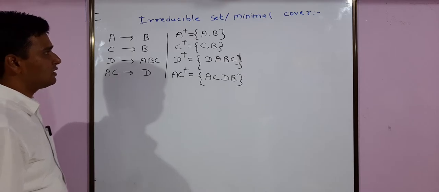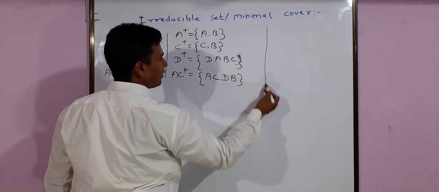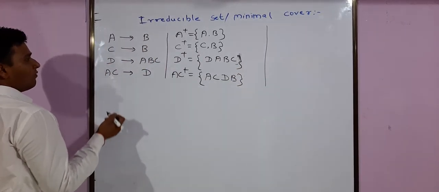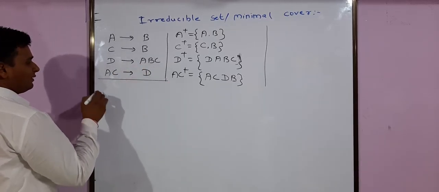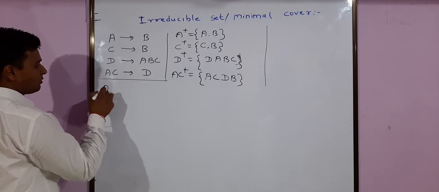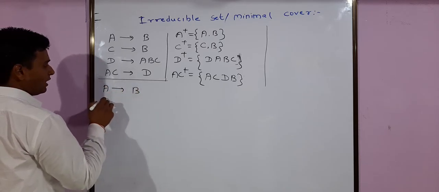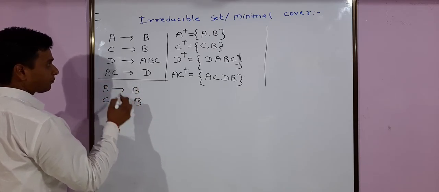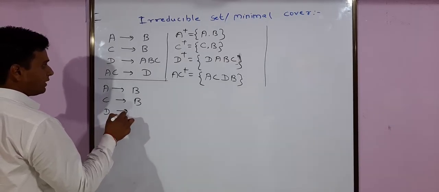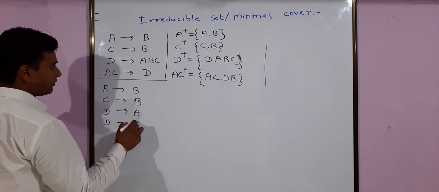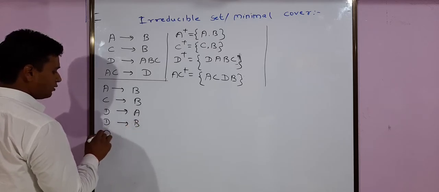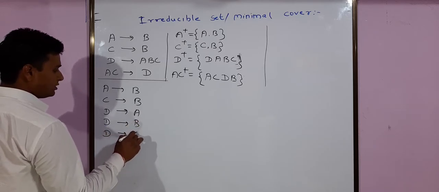Now what the procedure says, what we have to do, first finding out minimal cover, we will split those above dependencies like this. So we will do like this, A determines B, then C determines B, then we have D determines A. So we will split this like this. We can write down according to the inference rules. D determines B, also D determines C.